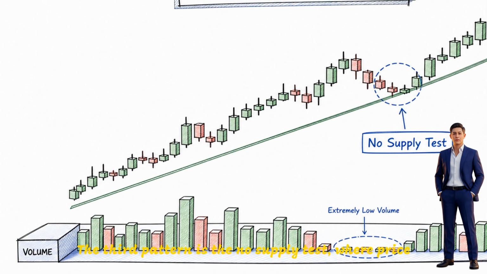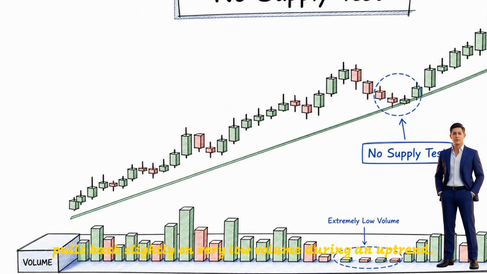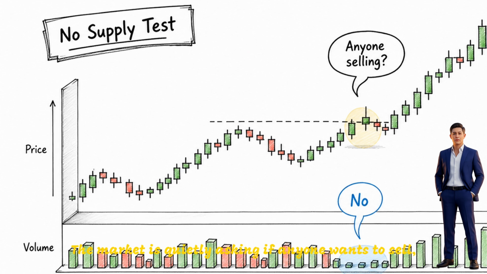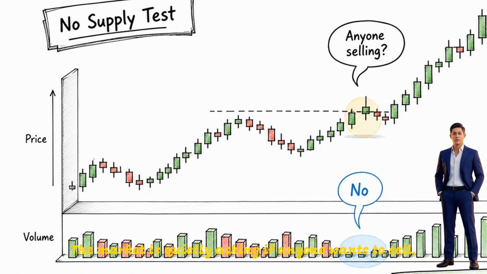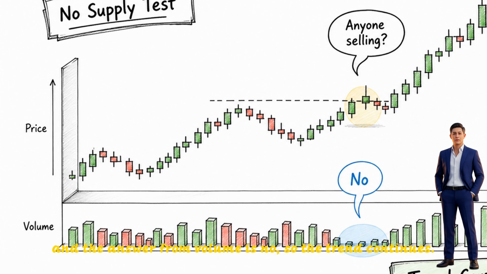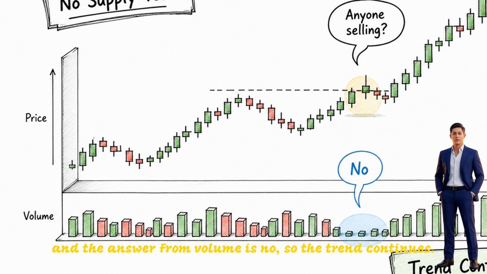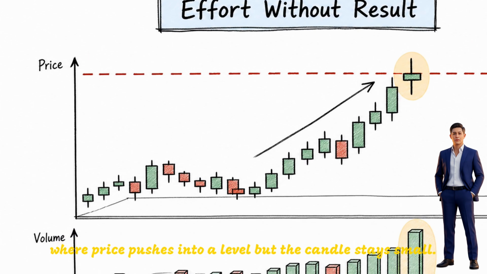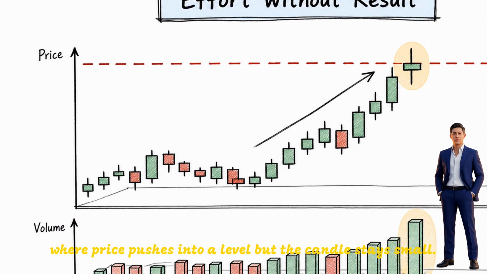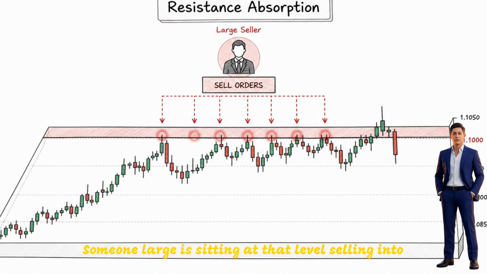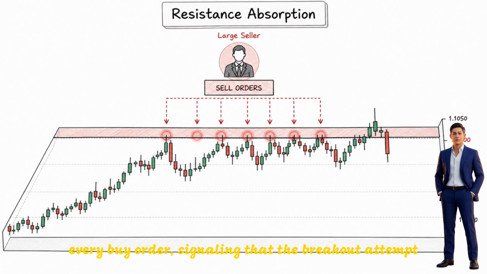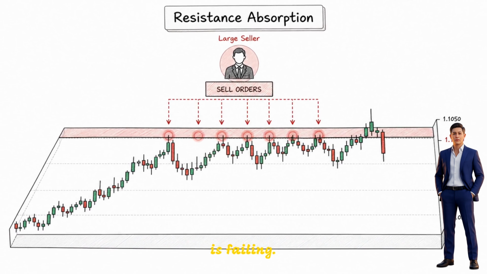The third pattern is the no supply test, where price pulls back slightly on very low volume during an uptrend. The market is quietly asking if anyone wants to sell, and the answer from volume is no, so the trend continues. The fourth pattern is effort without result at resistance, where price pushes into a level but the candle stays small. Someone large is sitting at that level selling into every buy order, signaling that the breakout attempt is failing.